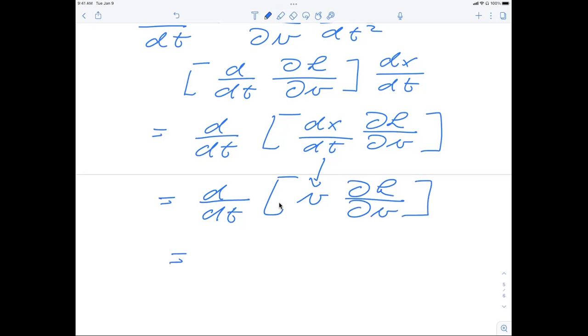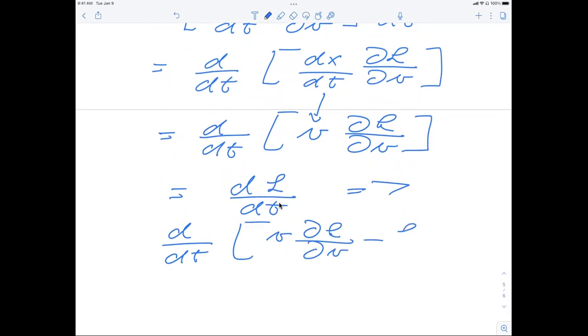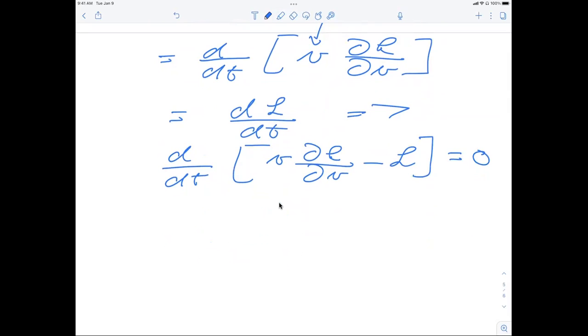And this is equal to d L/dt. If I then collect this term on the right-hand side to the left-hand side, we can simply rewrite everything in terms of a strange function here, which looks like v ∂L/∂v minus L equal to 0, whatever that means. Now, this doesn't look like I have shown anything except a few mathematical manipulations.